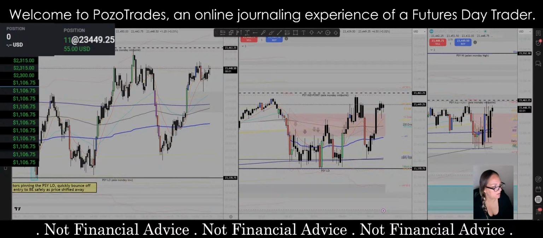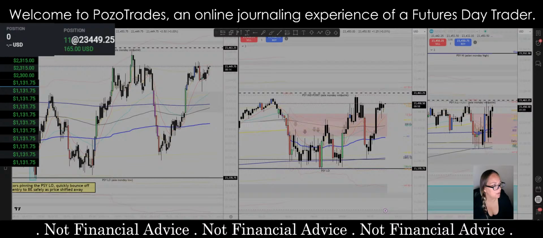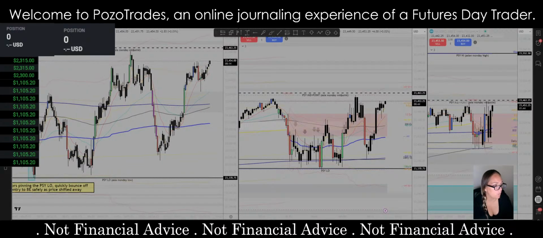I don't like longing the top, but I am taking a long on my apex, with a really tight break even. Probably way too tight of a break even already. Like this might just stop me out. Yeah, it just stopped me out. That was dumb. Way too tight. It's okay. Oh, and then it pulled back anyway. Okay. Well.